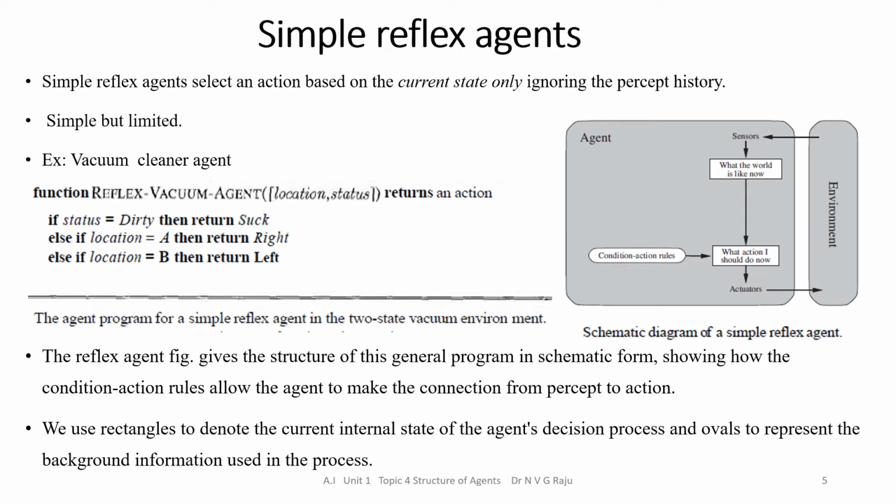Let us take a small example of the vacuum cleaner agent. Previously, we discussed several rules. The same rules are converted into conditional action rules. If the state is dirty, then the vacuum cleaner has to suck the dirt. Else, if location equals A, then move right. Else, if location equals B, it has to move left. Simple reflex agents use conditional action rules to map percepts to actions.